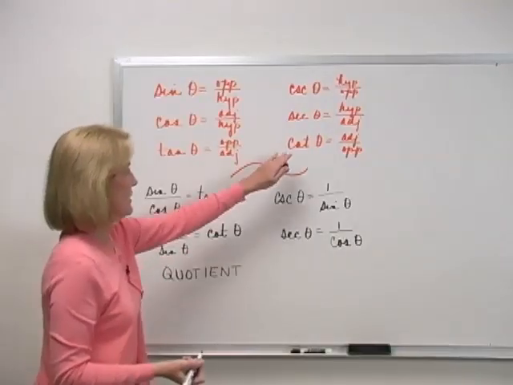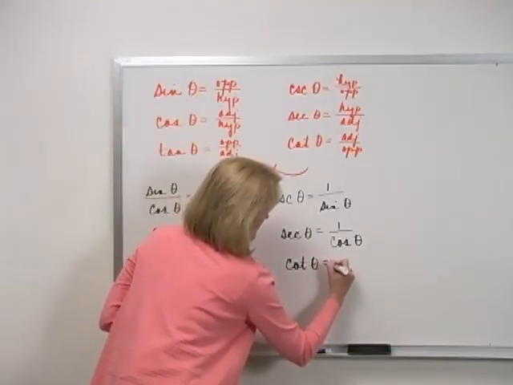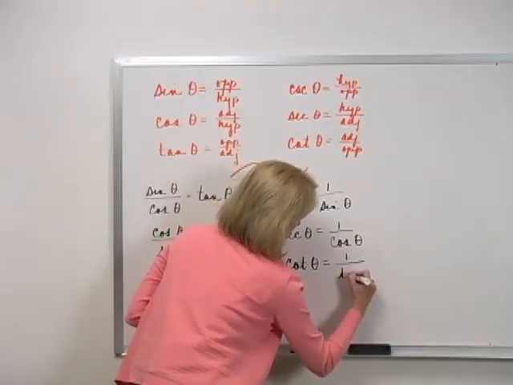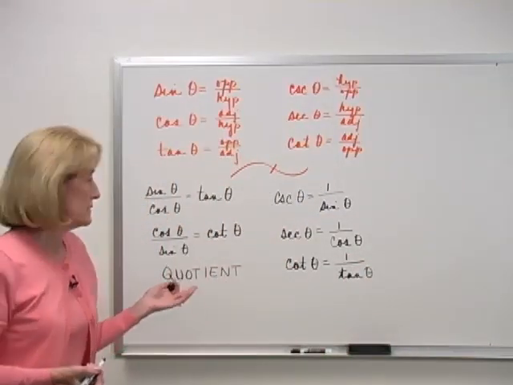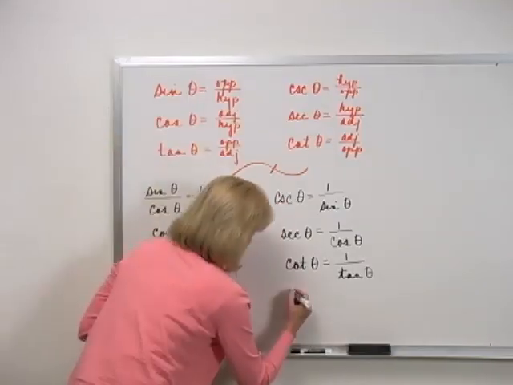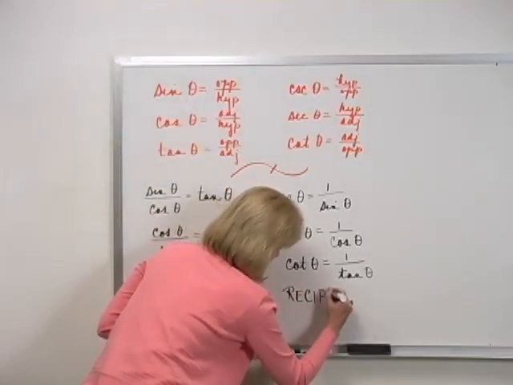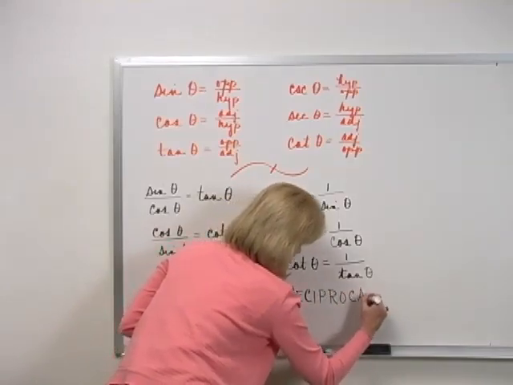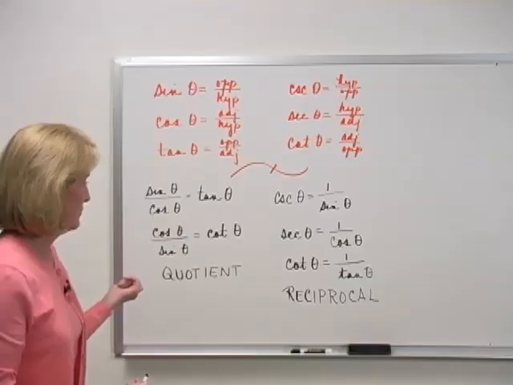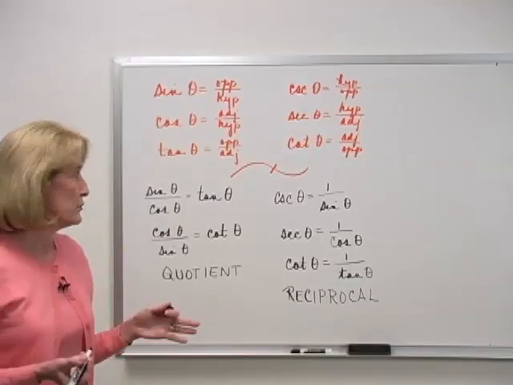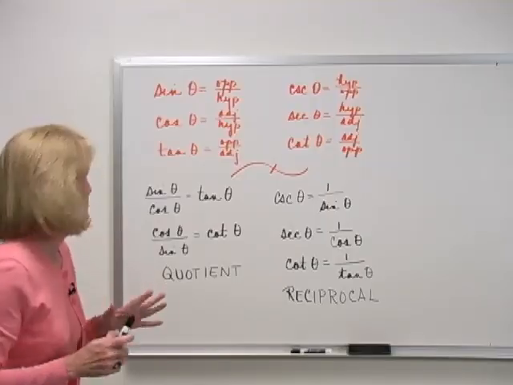And then what about the cotangent? The cotangent of theta is 1 over the tangent of theta. And these very descriptively are called reciprocal identities, because that describes the relationship. Okay, the next group of identities take a little bit more thought, but not that much.